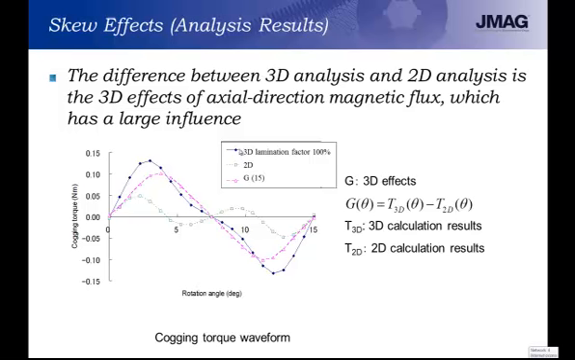So, the blue line is the 3D cogging torque with a lamination factor of 100%, and the green line represents the cogging torque for the 2D analysis. The pink line is the difference between the 3D and the 2D cogging torque, and as you can see, the pink line is a fairly significant value.